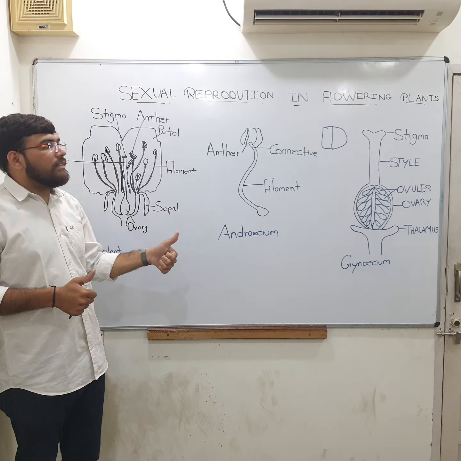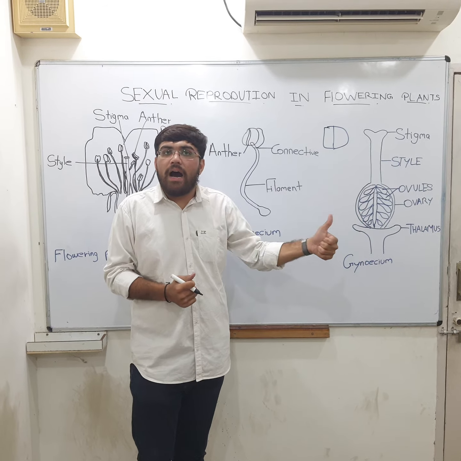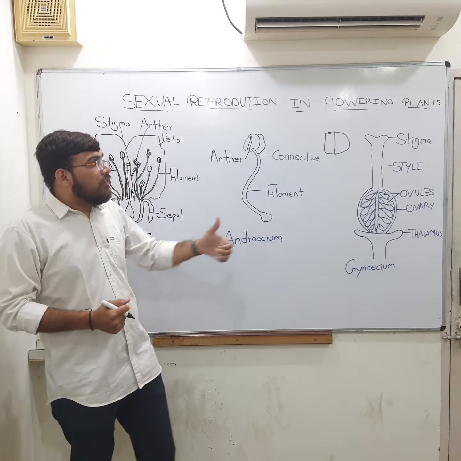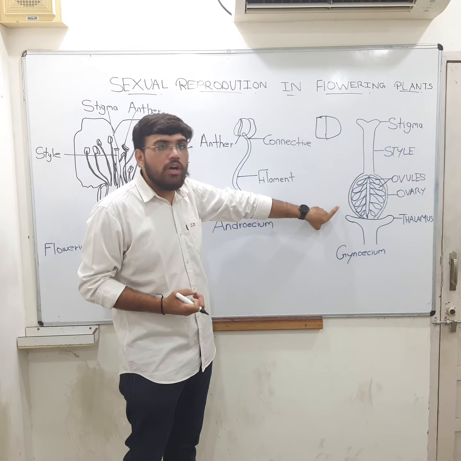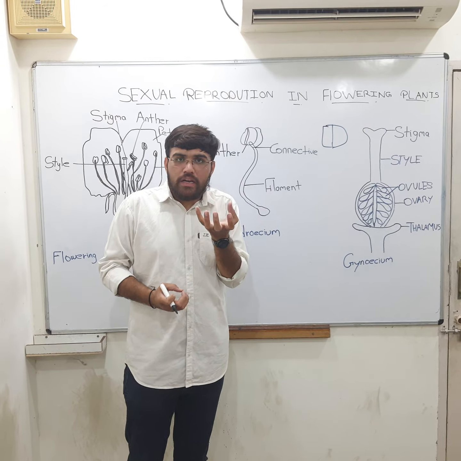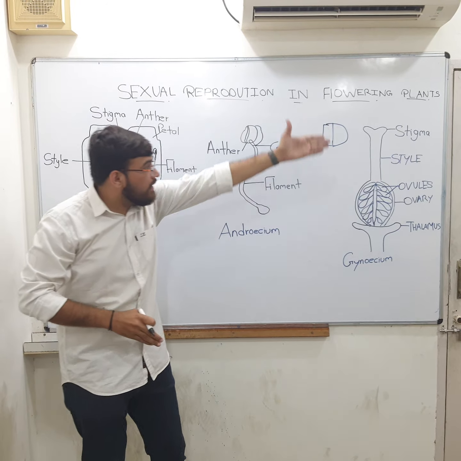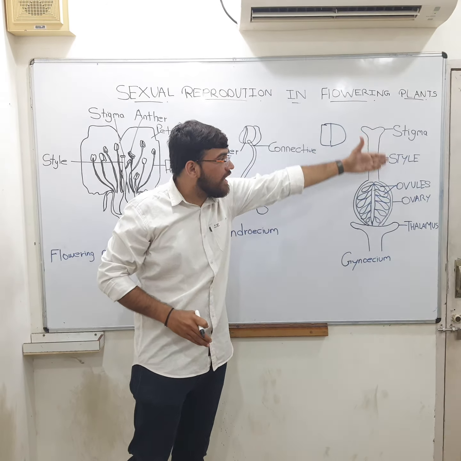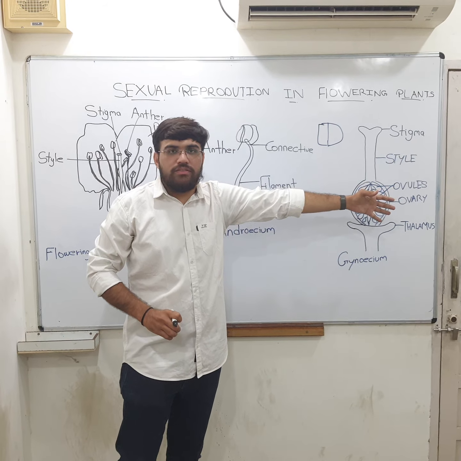The other part is the gynoecium. Gynoecium is the female reproductive part of the flower, which possesses three basic parts: stigma, style and ovary. Stigma is the receptive part on which pollen grains germinate. The pollen grains travel from the stigma to the ovary and they do the fertilization.